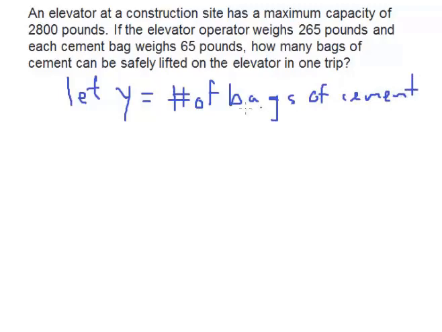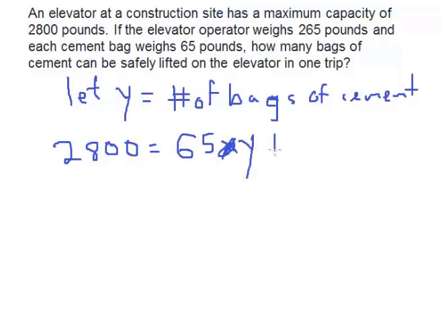Sorry about my sloppy handwriting over here. All right. So we've got let y equal the number of bags of cement. So we're looking at 2,800 as the total amount. So we'll say 2,800. And what is that? Well, we don't know how many bags of cement there are. So we'll say each bag weighs 65 pounds. So it's 65 times the number of bags. And the number of bags in our equation was y.